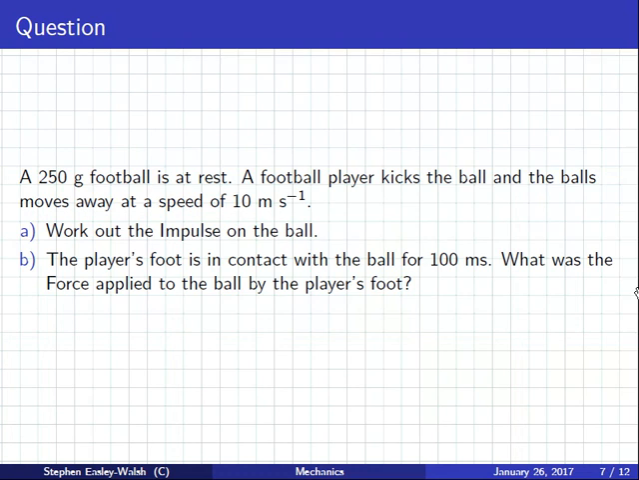So, here is another one, but I think I'll skip this example because it's the same as the other two. You get the idea for this. It's just a football one.